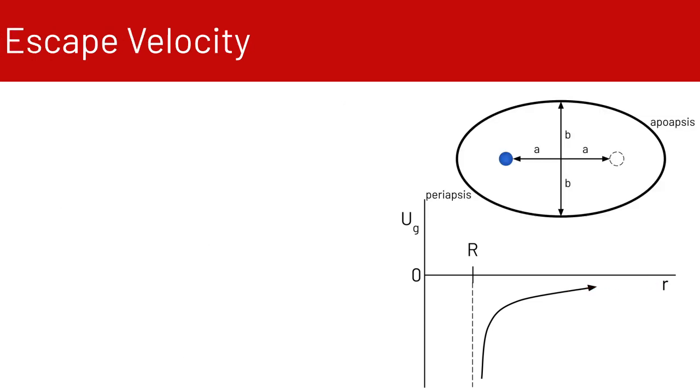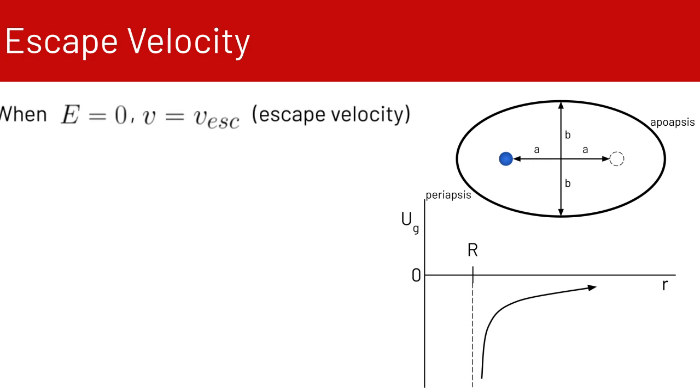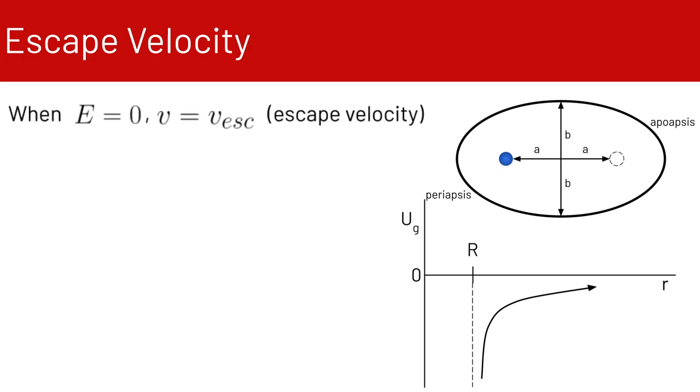Okay, and lastly, we have escape velocity. These are orbits that have enough energy to send the satellite or the object that's orbiting off out of orbit. So when E is greater than or equal to 0, the velocity is equal to the escape velocity. Escape velocity is equal to the square root of 2 times g times m sub 1 over r naught.